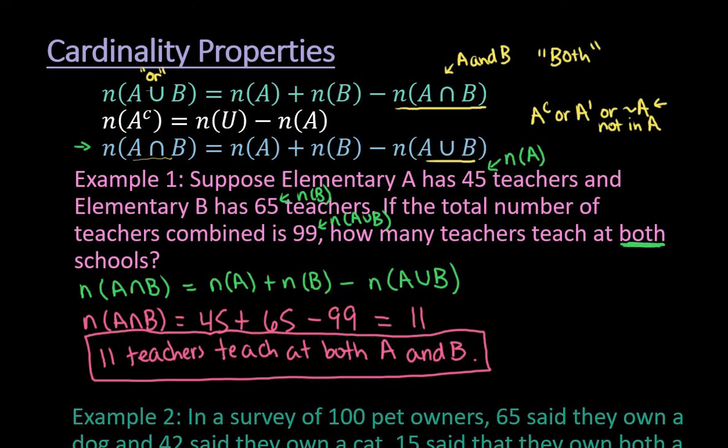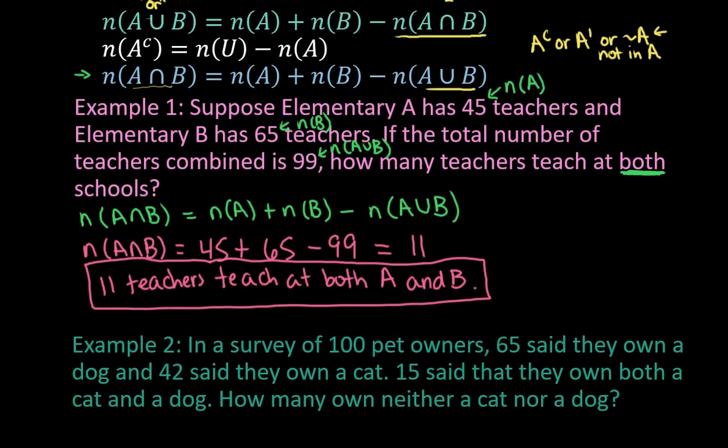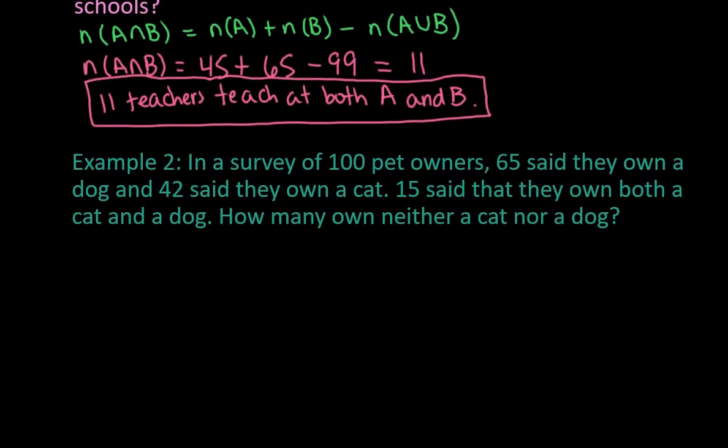So let's look at our second problem that we're given. Okay, our second problem says, in a survey of 100 pet owners, 65 said they own a dog and 42 said they own a cat. 15 said that they own both a cat and a dog. And we are asked how many own neither a cat nor a dog. So this is telling us that we are going to use the or property, but we're going to use the complement rule because we want to know how many do not own either of those.